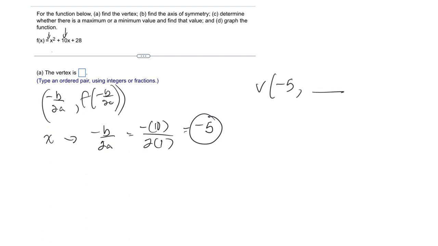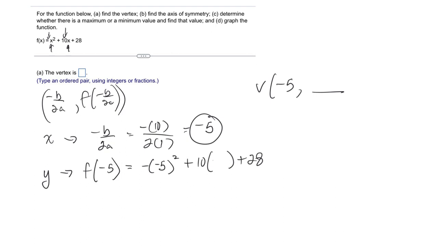Now I have to plug in that x value, so my vertex is negative 5, and I have to plug this in everywhere I see an x to figure out my y value. So to find the y value, it'll be f of negative 5, or negative 5 squared plus 10 times negative 5 plus 28. If you do this on decimals, you'll get negative 25 minus 50. Is that right? Plus 28.